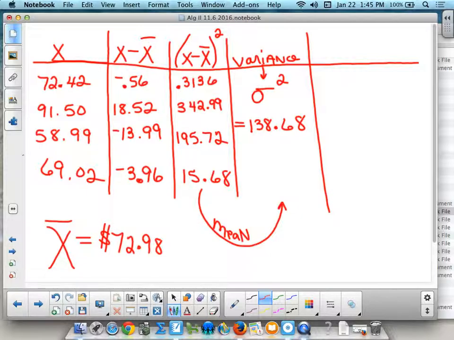Then you want the standard deviation, and you know standard deviation is just sigma. Well, how do you go from sigma squared to sigma? Take the square root of the variance, right?